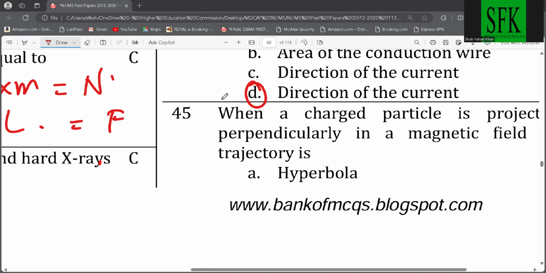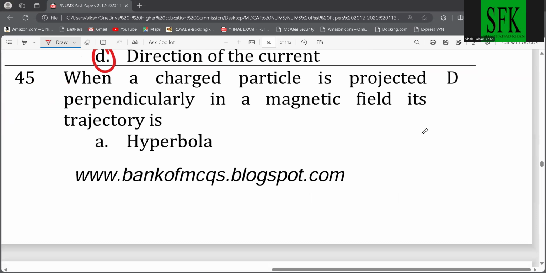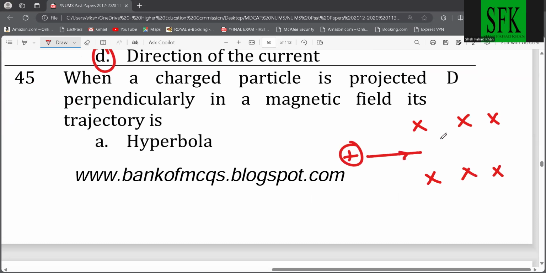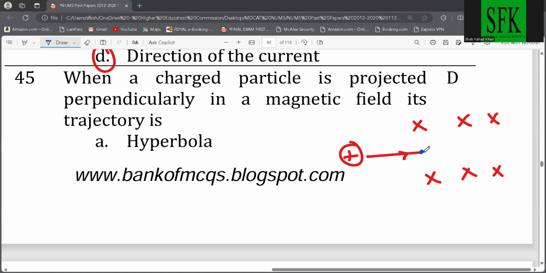So when a charged particle is projected perpendicularly in a magnetic field, its trajectory is, well, you have a magnetic field right here. Let's say this is a magnetic field going into the page. This is a charged particle. It's perpendicular to the magnetic field. It's going to experience circular motion due to the magnetic force that acts on the charged particle. You use Fleming's left-hand rule to determine the direction of the force. It's going to be upwards. Over here, so it's going to move upwards, and the curve is going to be circular in shape.